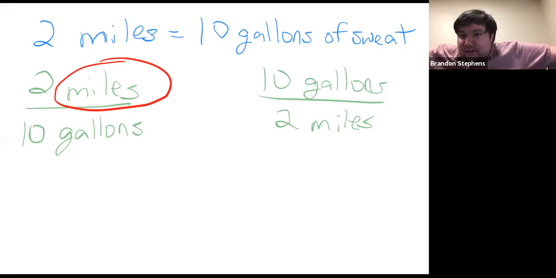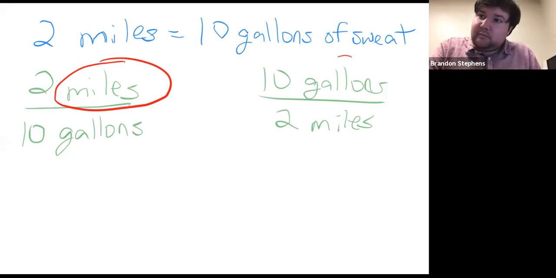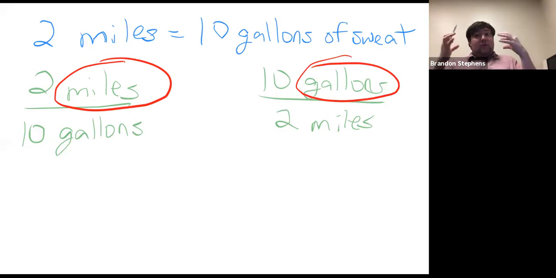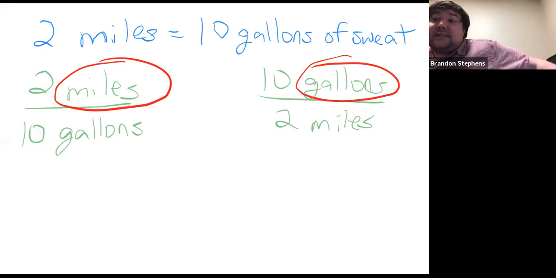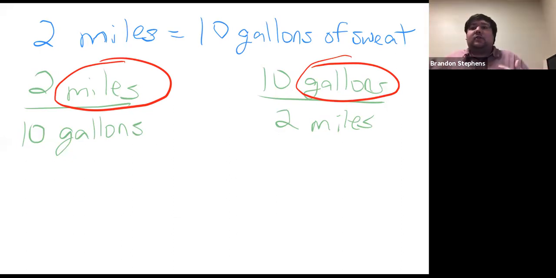The amount of sweat produced, the 10 gallons, is spread out over the 2-mile distance. Whereas, if you have the gallons on top, that's really the focal point. I have secreted 10 gallons of sweat over that 2-mile distance. And the same thing with the 30 miles per gallon. We've done 30 miles on that 1 gallon of gas.